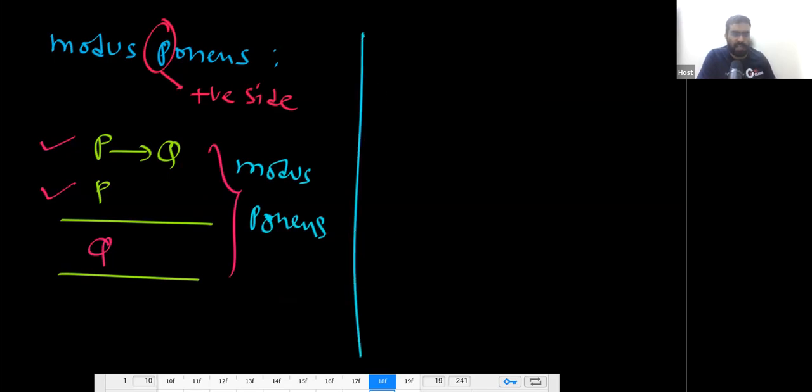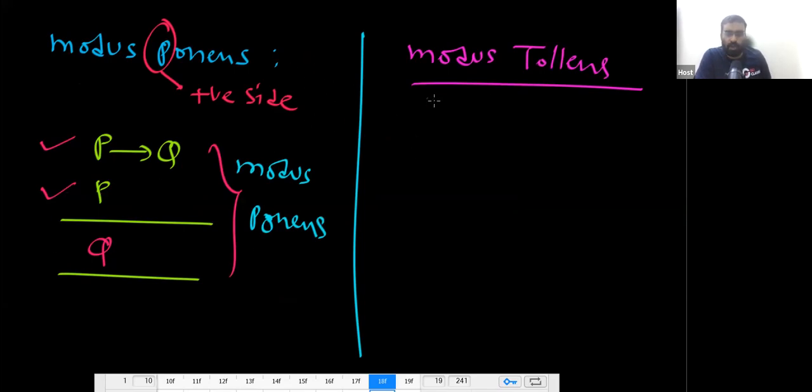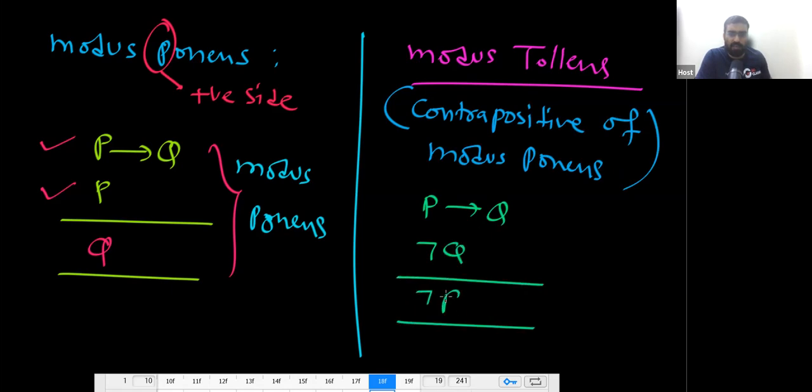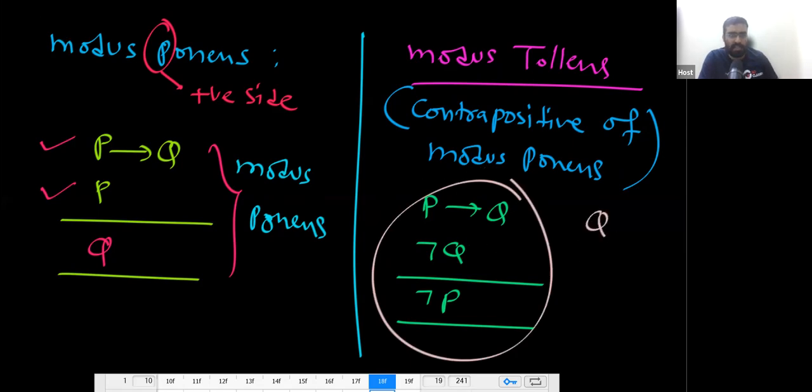And what is modus tollens? That is the contrapositive of modus ponens. What it means is that if P implies Q, and if Q does not happen, then P does not happen. Is this clear? You can easily see that this is the contrapositive of modus ponens, because this is modus tollens. And if I write it like this, this is modus ponens.